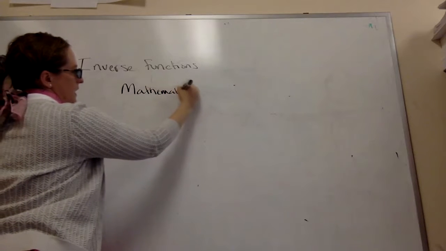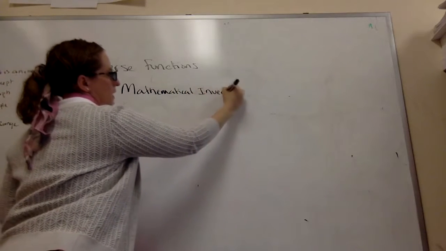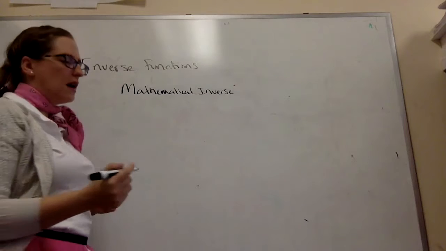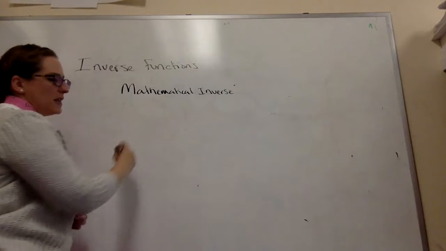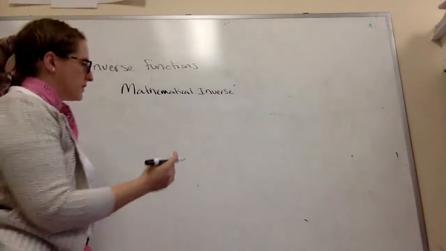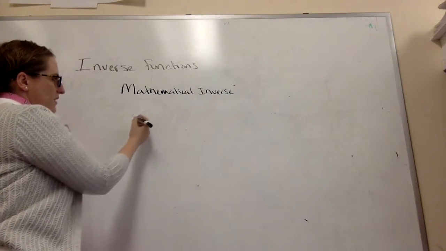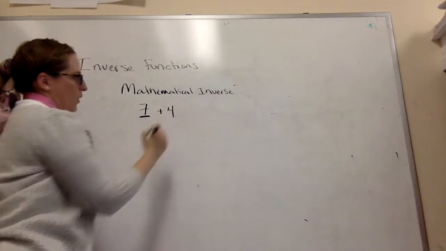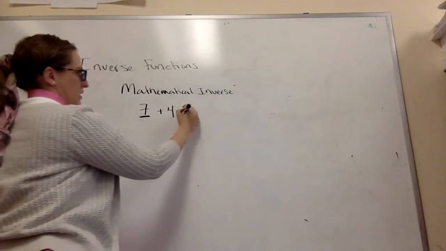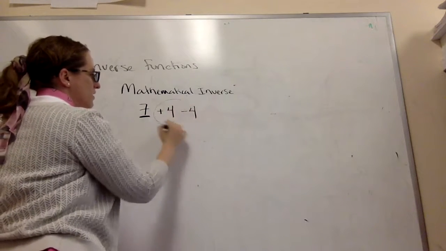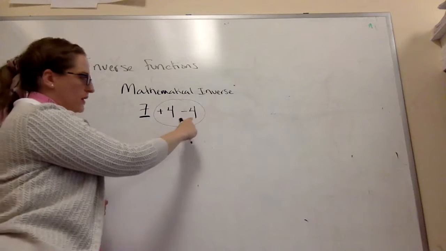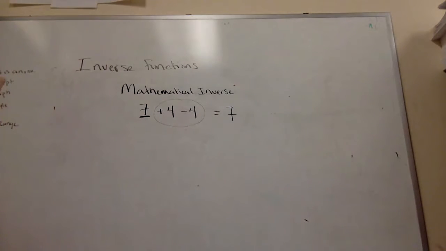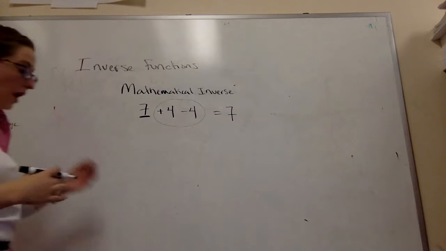Now, what does that really mean? Well, I bet you can think of some operations that undo one another. For example, addition and subtraction are inverse operations. So what does that mean? Well, if I start with 7, my starting point, and I add 4, and then I do the inverse and subtract 4, these two essentially undo each other. Adding 4 and subtracting 4 cancel out, and I'm just left with 7. So mathematical inverses are opposites.